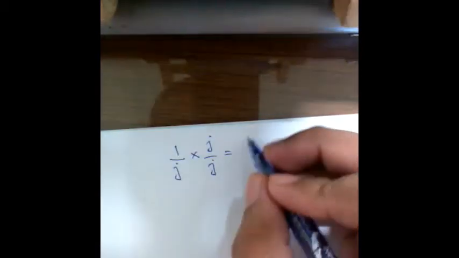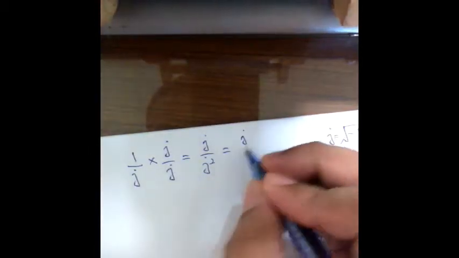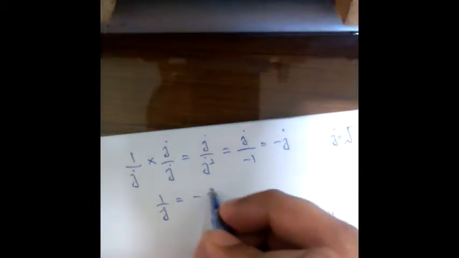There are some other important properties of complex numbers we can say. For example, what is 1 over j? If you multiply it with j and divide it with j, this becomes j over j square. Since we already know that j is the square root of minus 1, therefore j divided by j square is j divided by minus 1, so we can write it as minus j. So 1 over j can be written as minus j. So this is another important property of complex numbers.